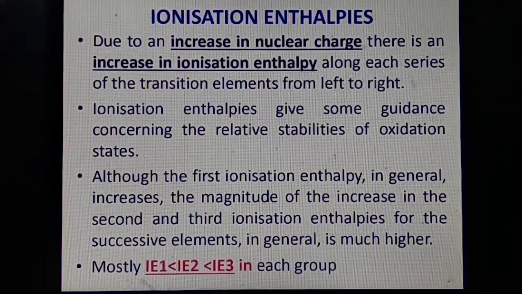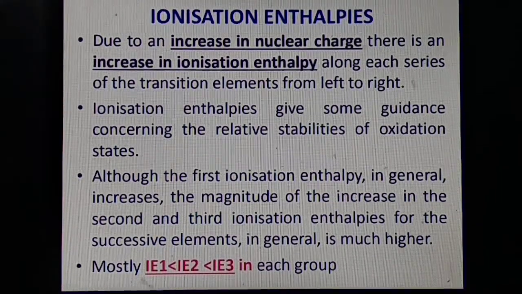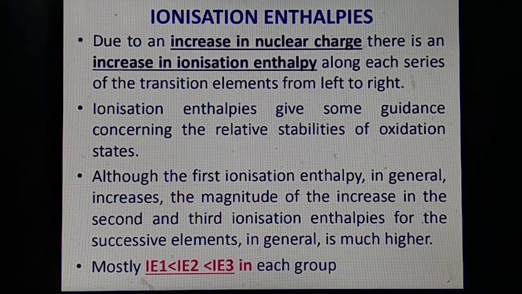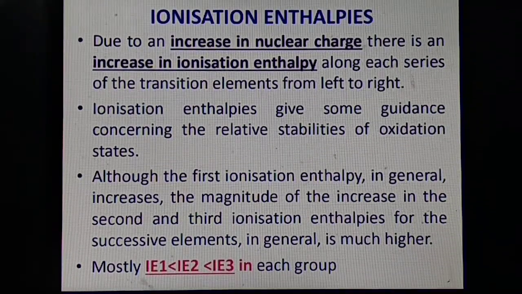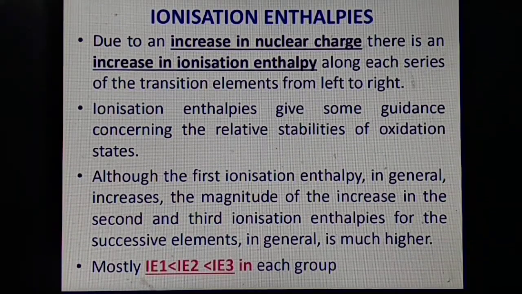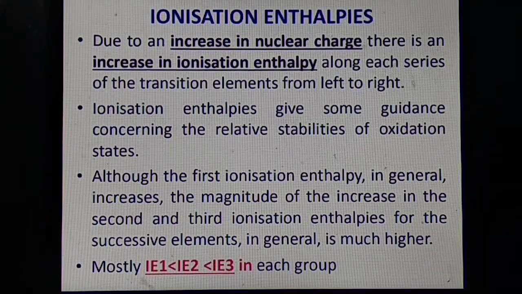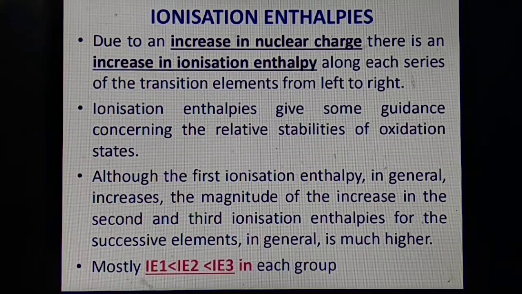Now students, ionization enthalpies. I have explained the atomic radii and ionic radii. Due to an increase in nuclear charge, there is an increase in ionization enthalpies along each series of the transition elements from left to right. Again I am repeating what I have written: due to an increase in nuclear charge, there is an increase in ionization enthalpies.